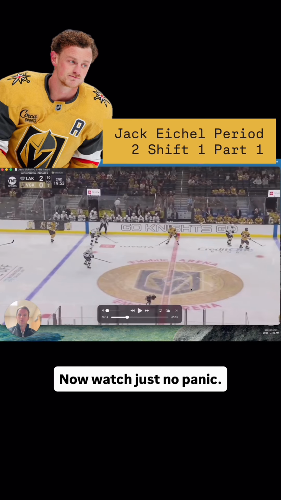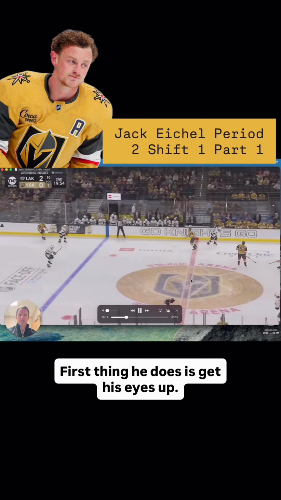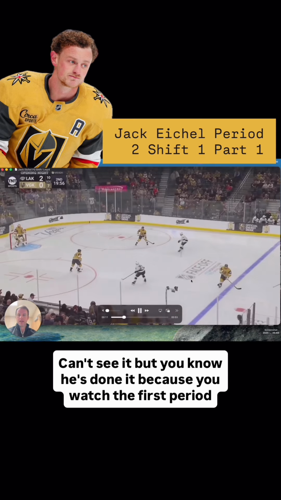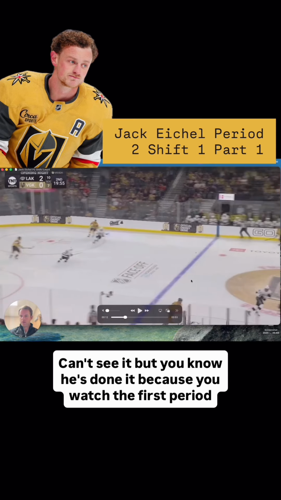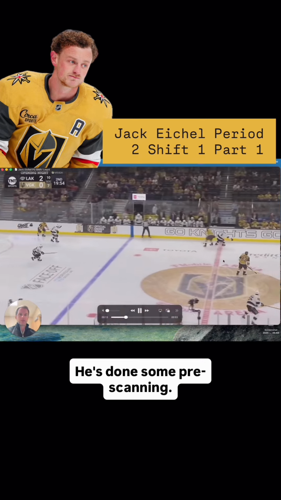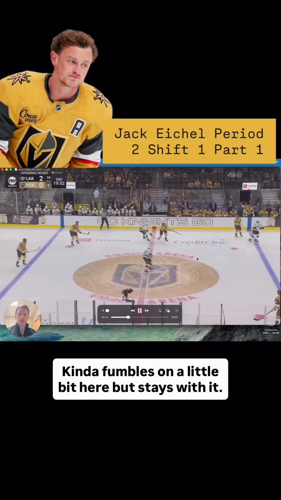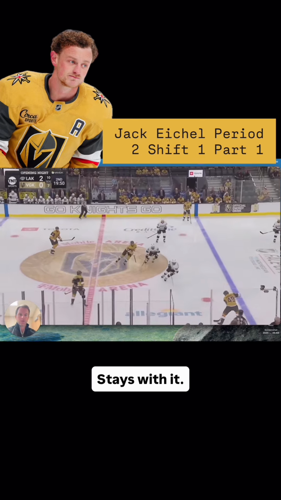Now watch, just no panic. First thing he does is get his eyes up. He's already done some pre-scanning. Can't see it, but you know he's done it because you watched the first period and you understand that. He's done some pre-scanning. He looks around, kind of fumbles a little bit here, but stays with it, stays with it, stays with it.